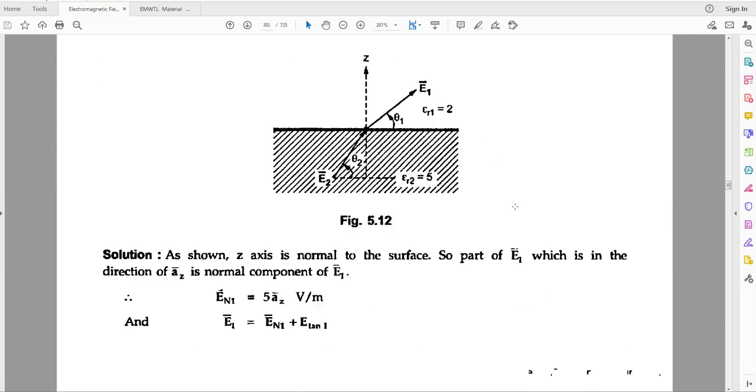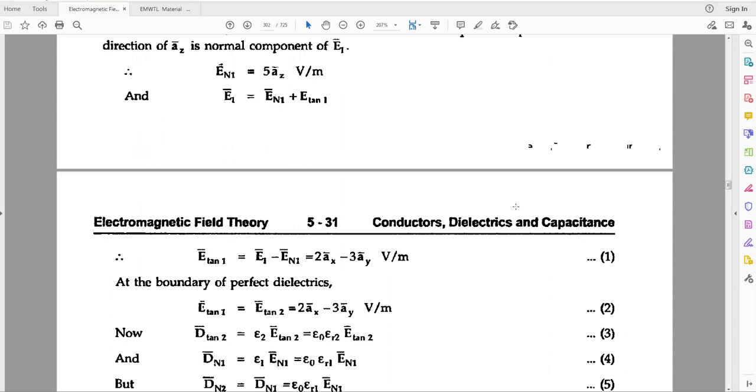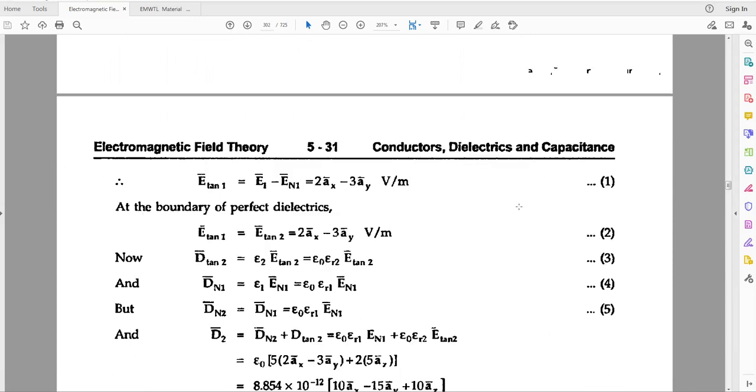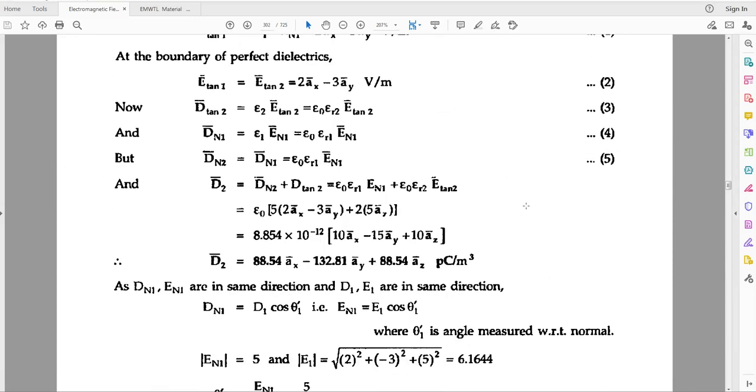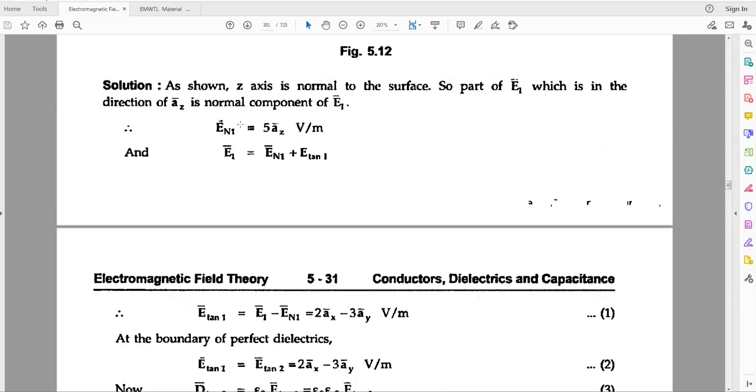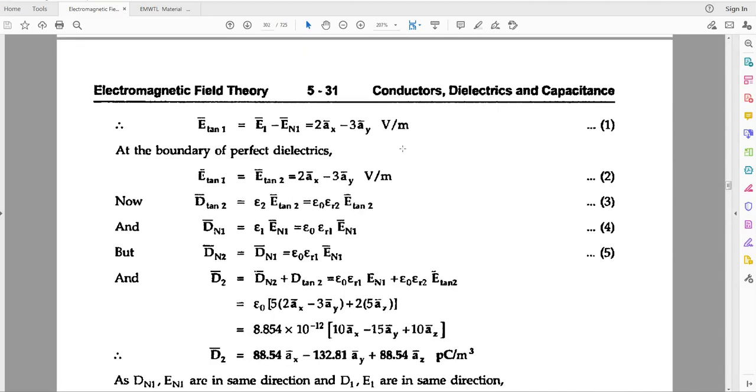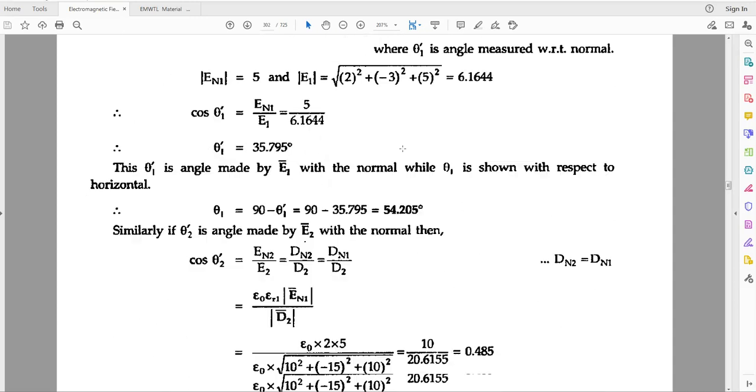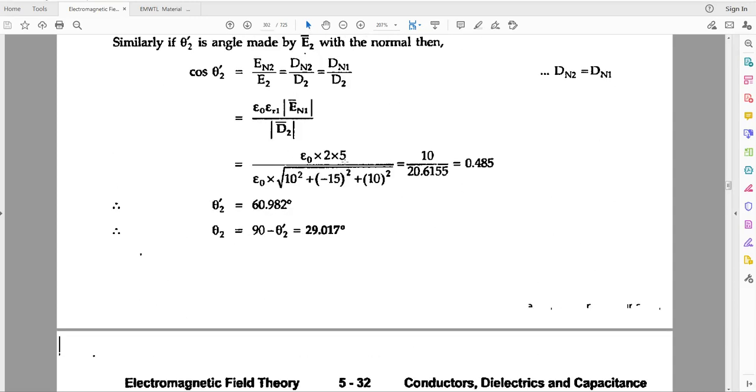The remaining procedure is the same. Here the field is given, while in the previous example the electric flux was given. Totally, the remaining procedure is the same. D2 is equal to Dn2 plus Dtan2. E1 is equal to En1 plus Etan1. Okay, you do this one and go on to the next one.